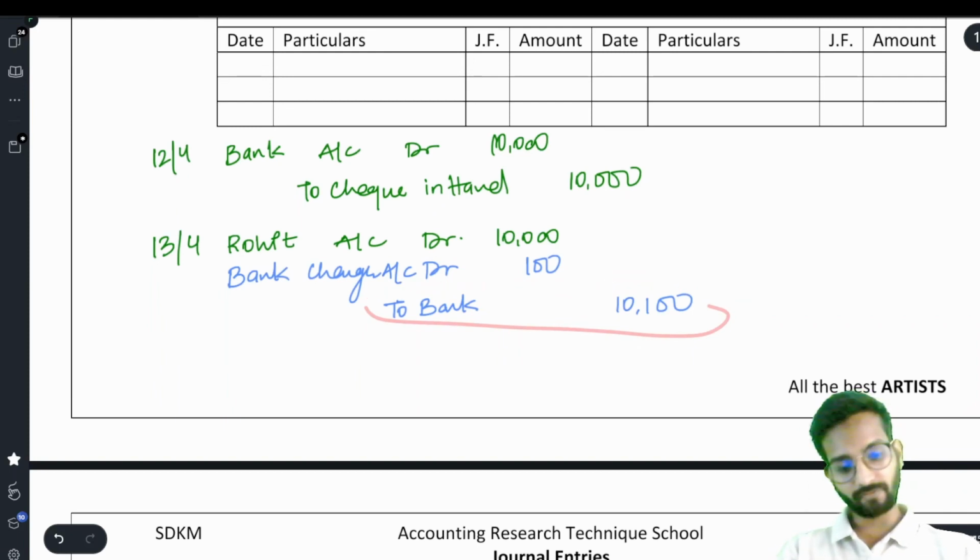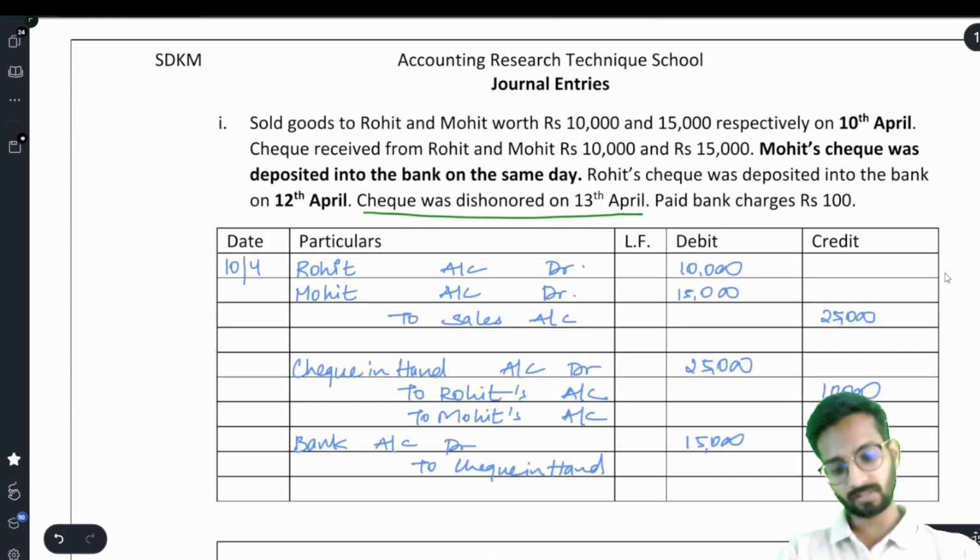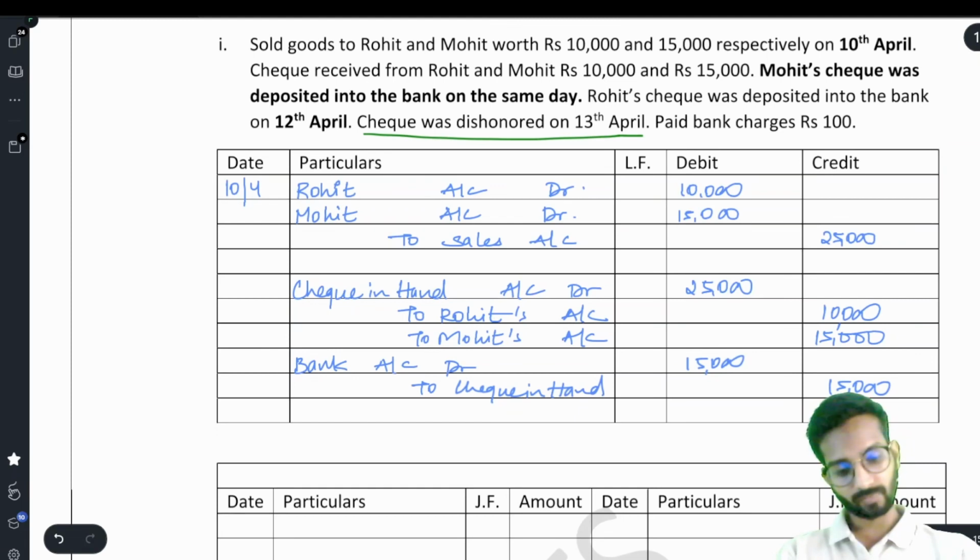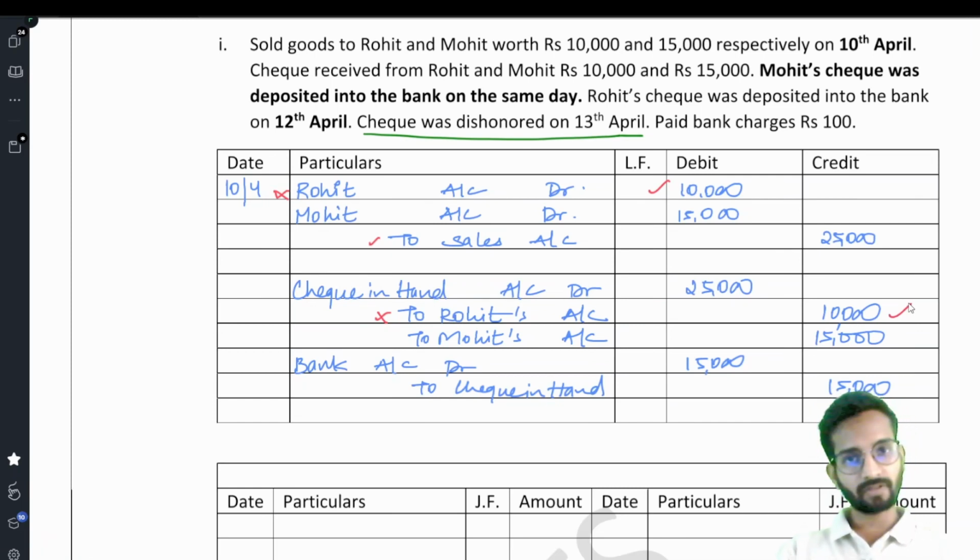If you can see the flow of the entry for Rohit, the entry goes like this: first we made the sale to Rohit. So Rohit account debit to sales. Then what happened? Then Rohit gave us the check. So in this Rohit and this Rohit, Rohit was debited 10,000 and here Rohit is credited 10,000. It means we were supposed to receive 10,000, he gave us the check of 10,000, and now Rohit's account is closed.